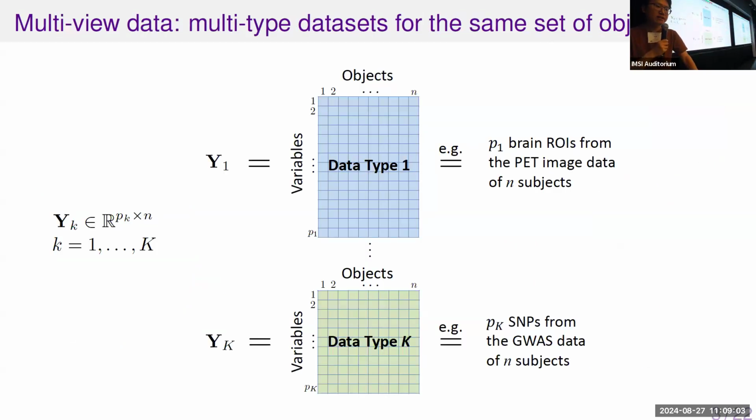Let's look at this data structure of multi-view data in detail. Suppose we have K data matrices, Y1 to YK, and each data matrix represents one data type. The variable dimensions of each data matrix can be larger than the sample size n. So it's a high dimensional data problem. For example, Y1 can be the ROI PET image data from n subjects, and Y2 could be the SNP data from the same set of n subjects.